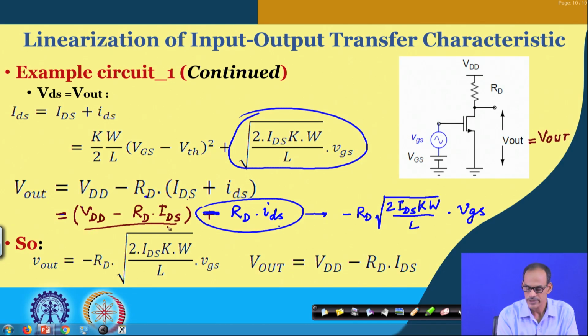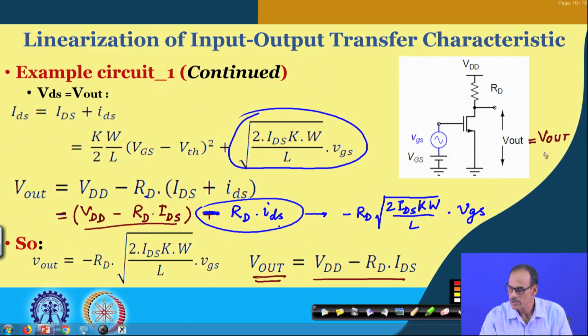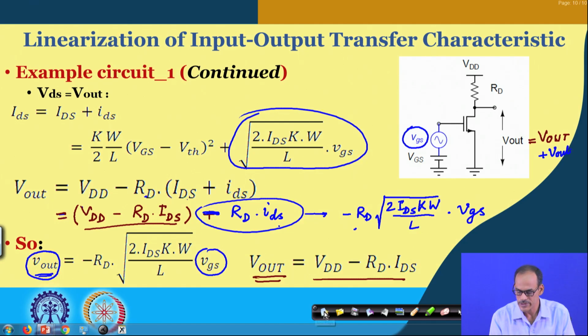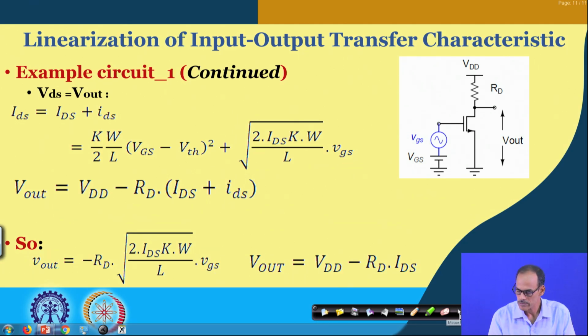So, this part is basically the capital V out, and this part is the small signal part. In addition to that, we do have the time dependent part, or the part which is coming from this one. So, that is V out. That is nothing but this minus R d square root of so and so multiplied by the VGS part. That gives us the input to output transfer characteristic considering this time variable part. Whenever we are talking about linearization, we are basically keeping our focus on this relationship.